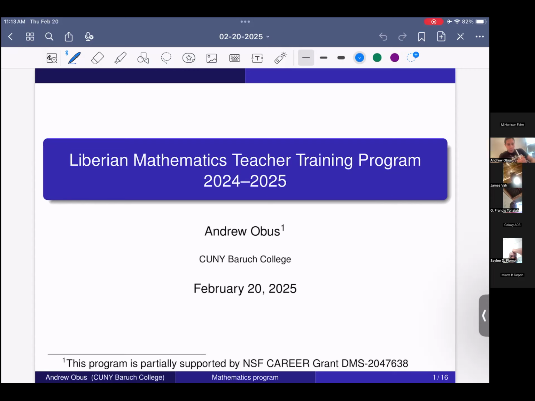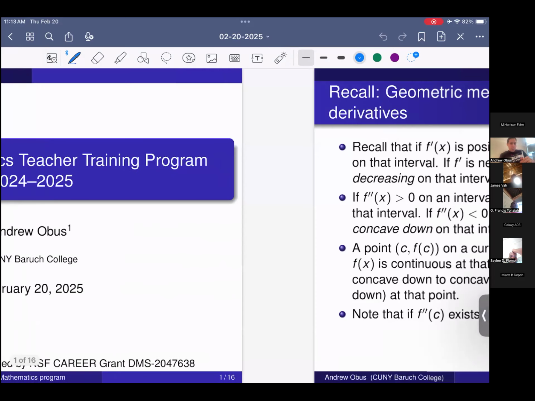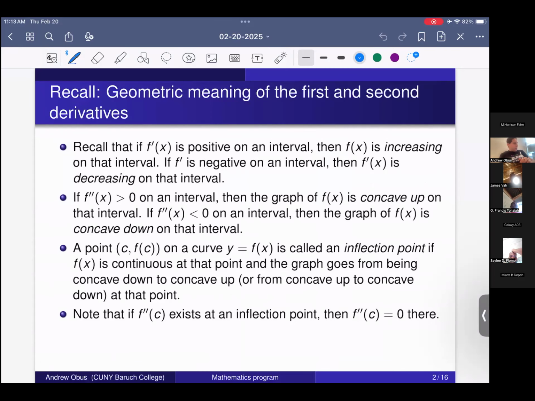Let me just recall this main thing that we've been talking about over really the last month, which is the geometric meaning of the first and second derivatives. What we've used a lot is that if you have a function f of x, and the first derivative f prime of x is positive on an interval, then f of x is increasing on that interval. And similarly, if f prime is negative on an interval, then, this is a typo here, this should say just f of x, not f prime of x, f of x is decreasing on that interval.